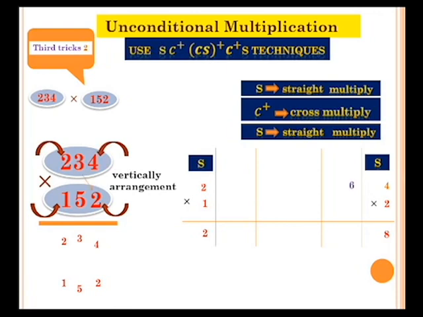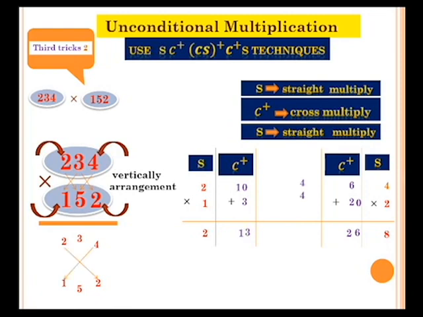Take the cross product of 3 and 2, that is 6, and 3 and 5, that is 15, and add it, we get 21. Then take the cross product of 2 and 5, that is 10, and take the cross product of 3 and 1, that is 3, and add it, we get 13. Now take the cross product of 2 and 2, that is 4, and 2 and 1, that is 2, and take the straight product of 3 and 5, we get 15, and then add it.